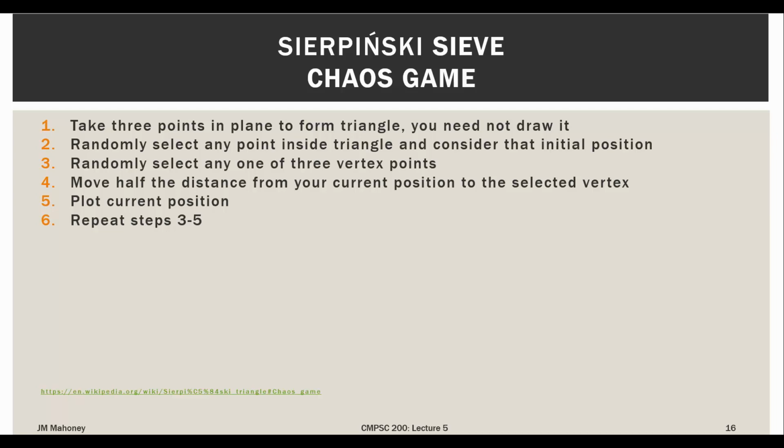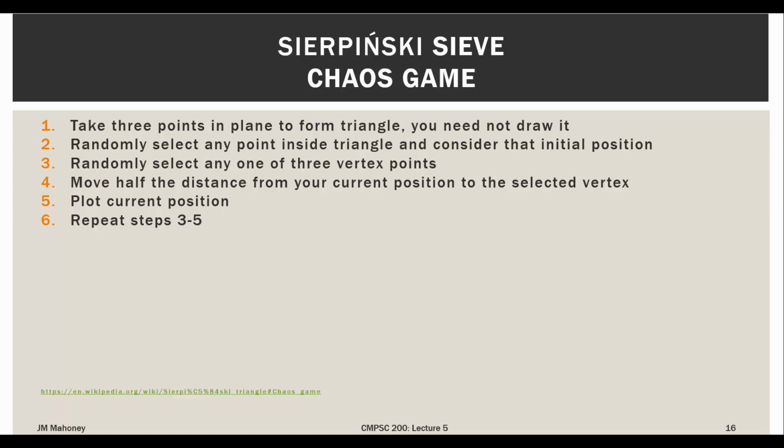Then randomly, I'm going to select one of the 3 points. I'll call them A, B, and C. And what I'll do is find the midpoint between my current point and that vertex. So I find that midpoint and I'm going to save it. And then I'm going to plot it. And what I'm going to do is repeat this process over and over and over again.